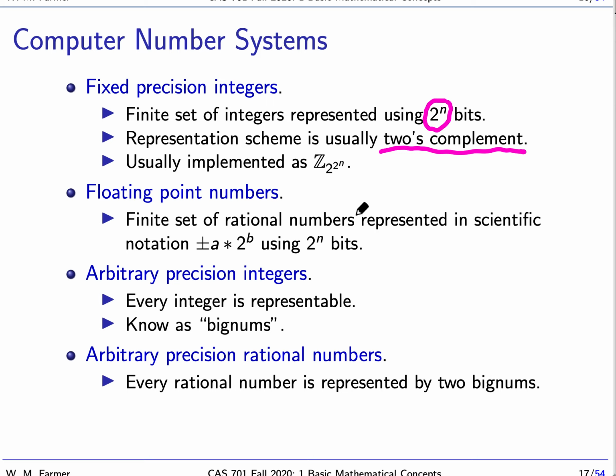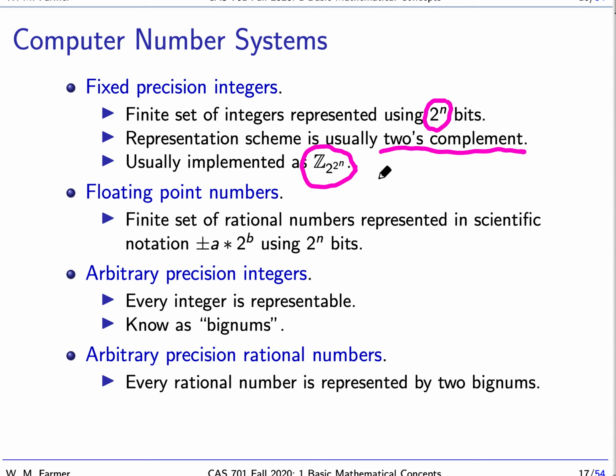And we implement these fixed precision integers using modular arithmetic. So we basically get this kind of structure. We get the modular numbers where n in this case is 2 to the 2 to the n. It's 2 to the 2 to the n because we're using 2 to the n bits, and that gives us 2 to the 2 to the n possible numbers. So we're representing just a finite set of integers.